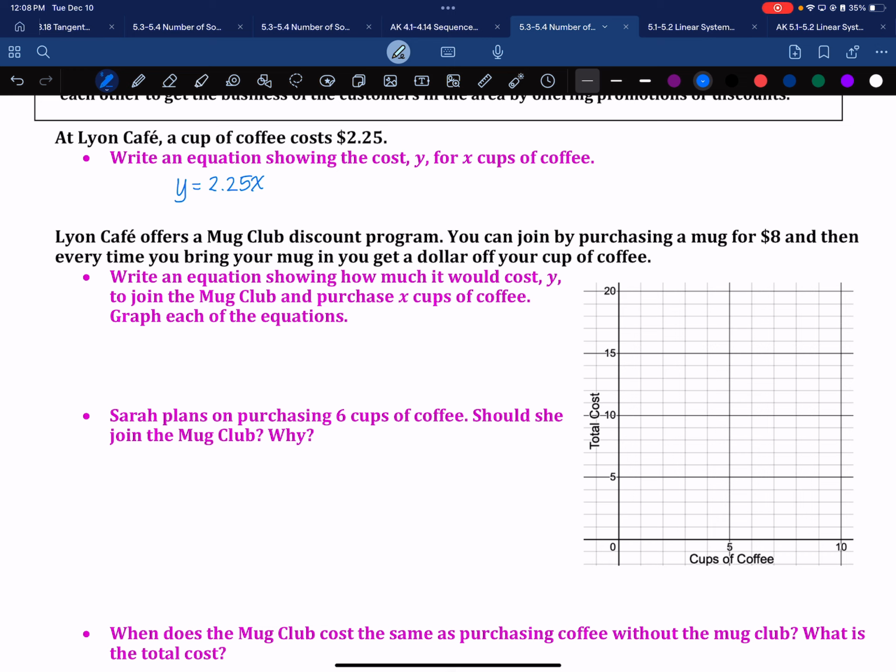Okay, so if 1 cup of coffee is 2.25, you could figure out how much 4 cups of coffee is. Do you see why I picked 4? 0.25 times 4 is 1. Does that make sense? So you could make that point 4, 9. You also could think of 2.25 as a fraction and use it as a slope.